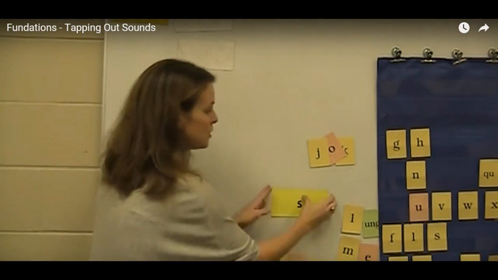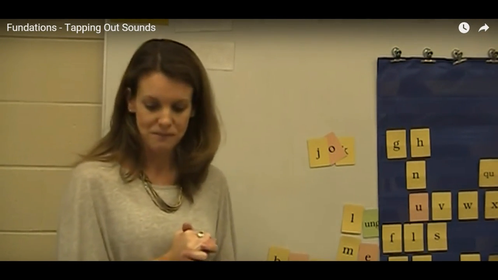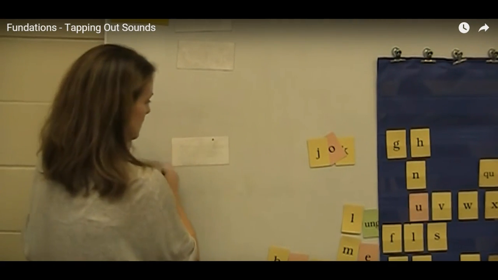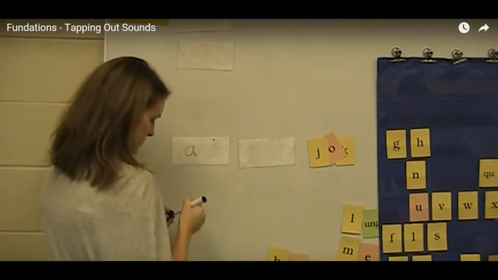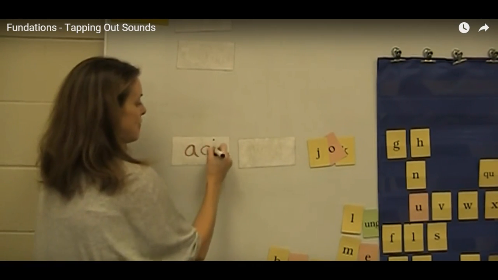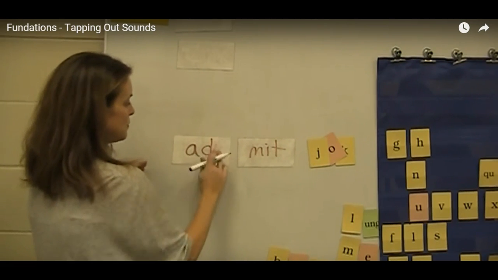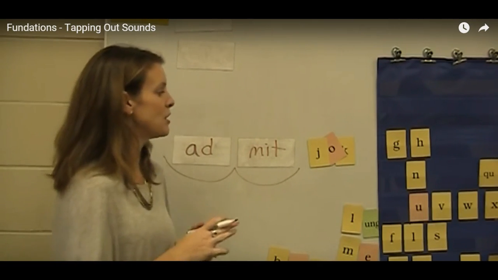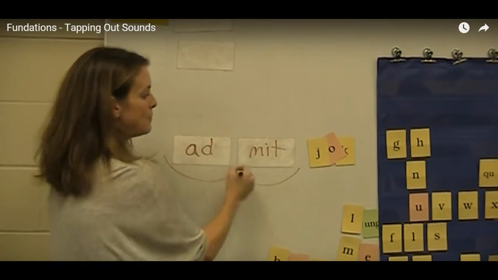You do not tap out trick words, the English language. And for multisyllabic words, you do not have to tap out each syllable. You only need to tap out the syllable that's causing the trouble. So if you need to scoop and read admit, but maybe the second syllable is causing the trouble, they just tap out mit. Mit, admit.